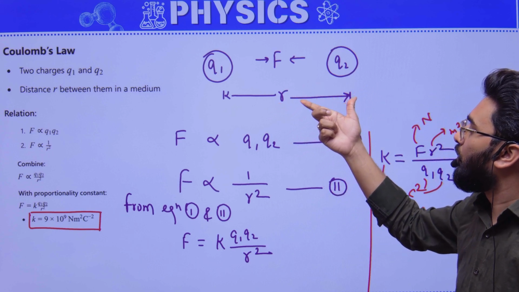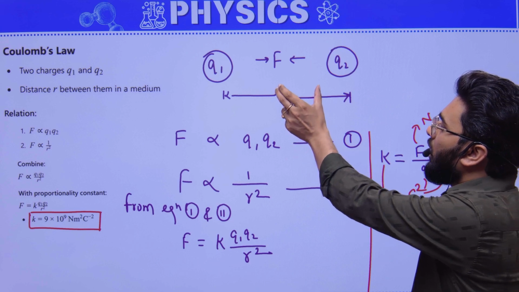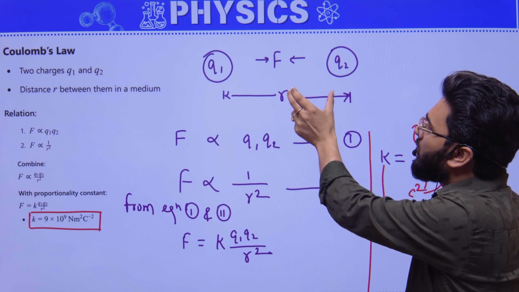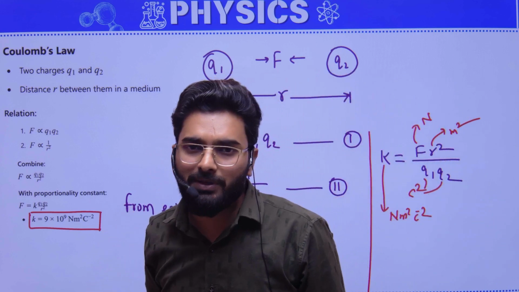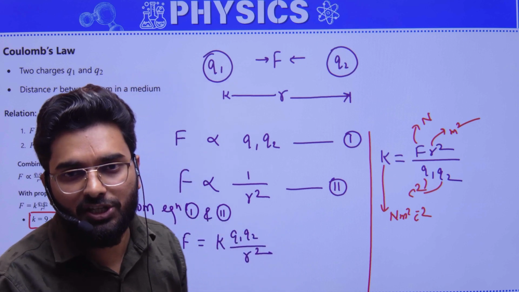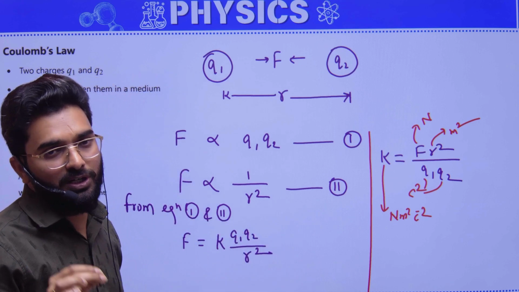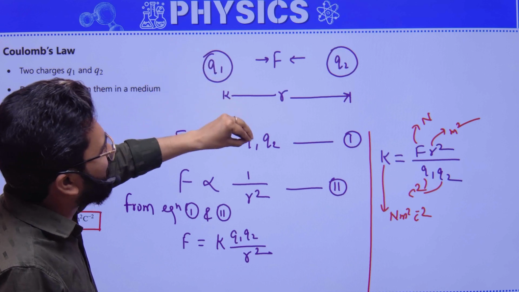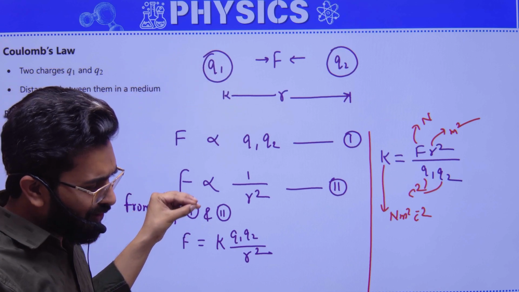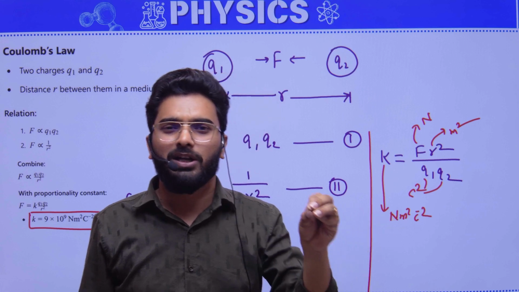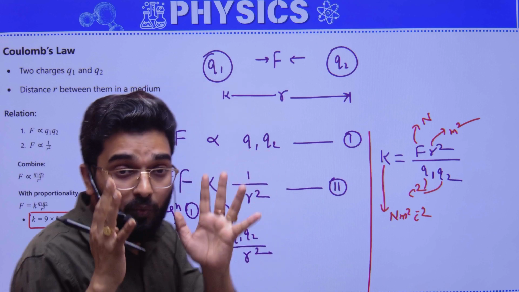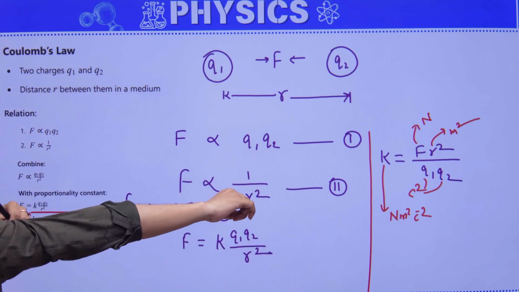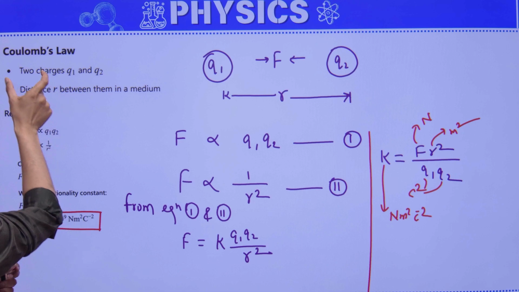And when we say that these charges are of opposite nature, then we can say that the nature of force will be attractive. Depending on the nature of the charged bodies, we say repulsive or attractive, and we are not interested in discussing repulsive force, only attractive. Now we are going to start Coulomb's law.